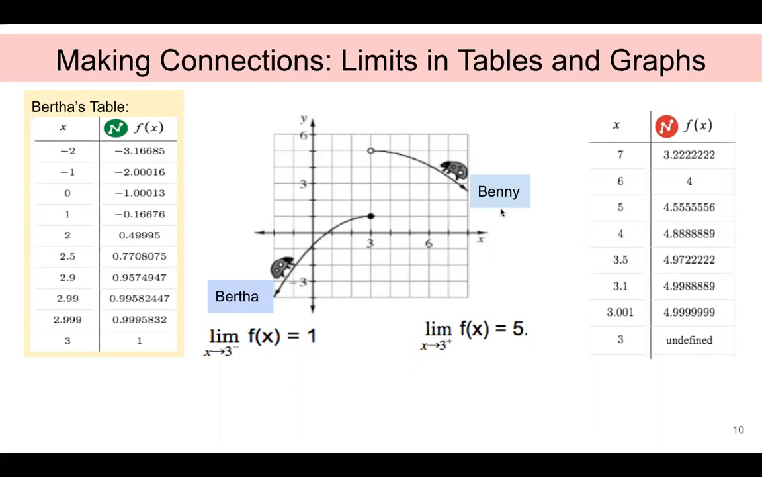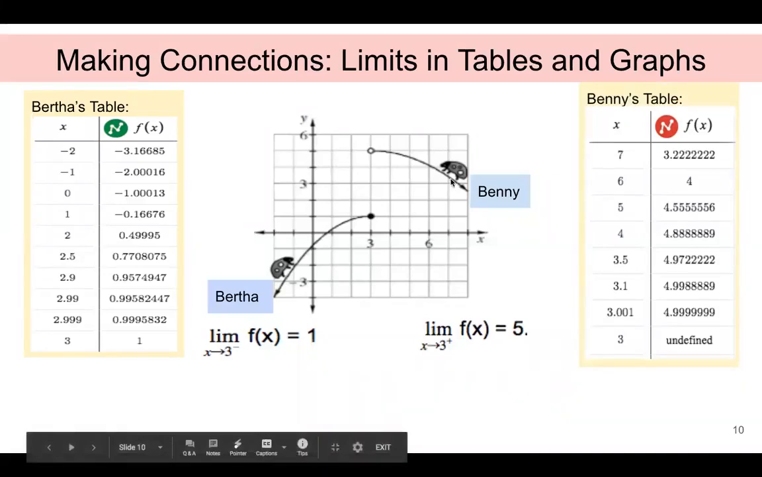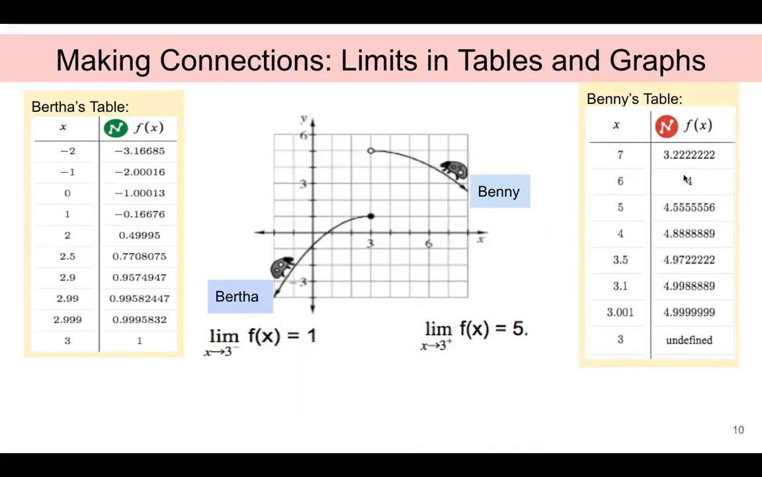And then we have Benny's. This was Benny's limit, this is his motion, and this is his table. Take a look at his table. Again, he started at around x value of 7, and he approached the x value of 3 from the right-hand side. Because he's coming in from the right, he's going from 3.5 to 3.1 to 3.001, getting really, really close to 3. But once I hit 3, do you see this? It's undefined, because of that open circle. If I plug 3 into my function, I get undefined.